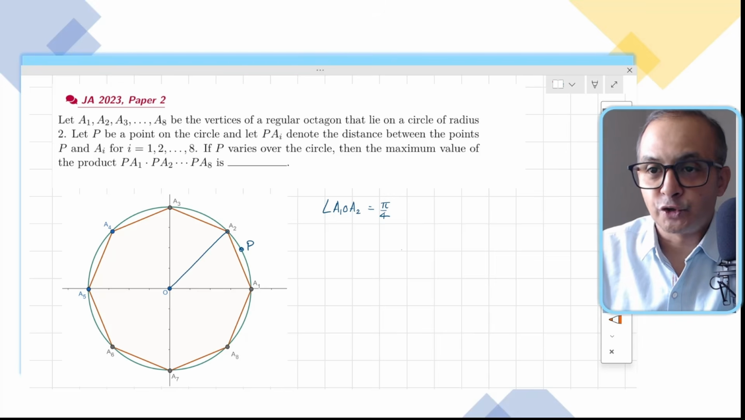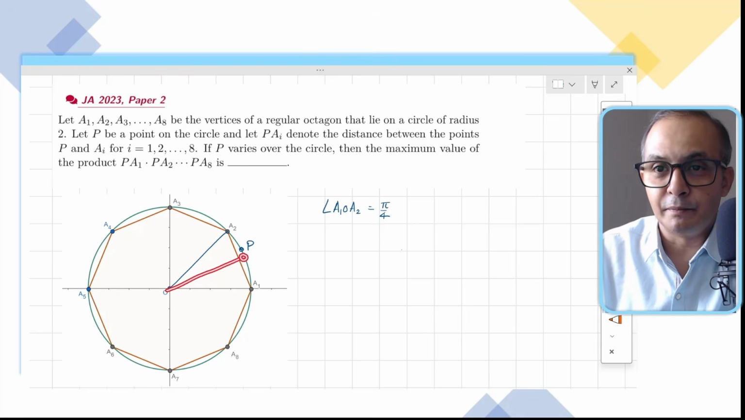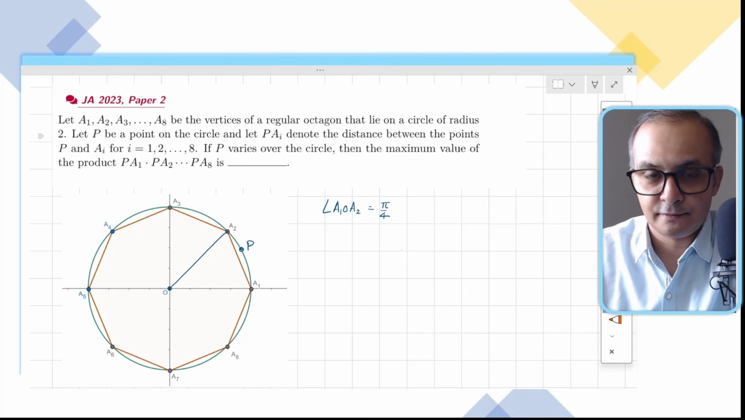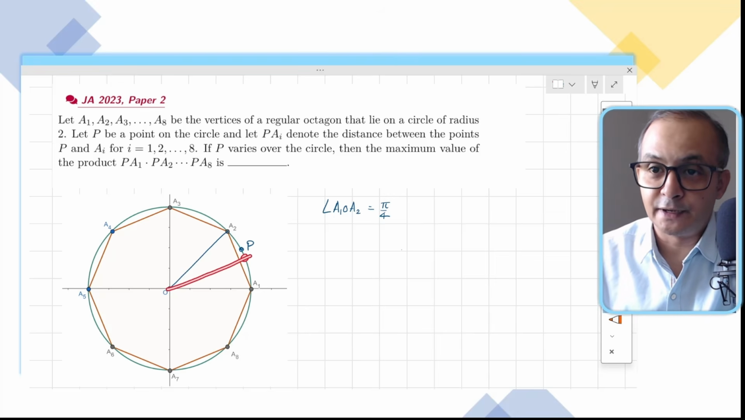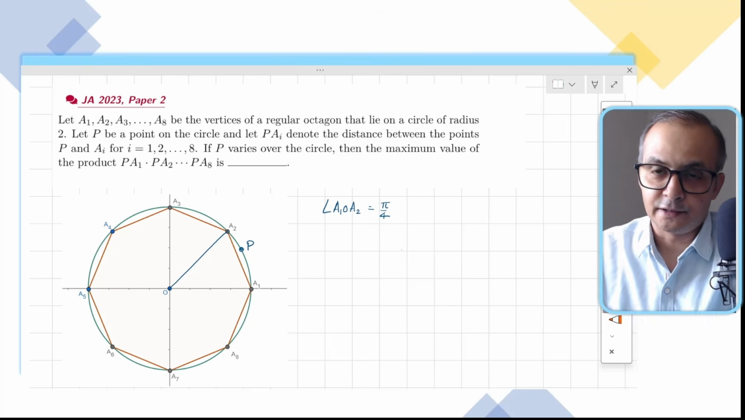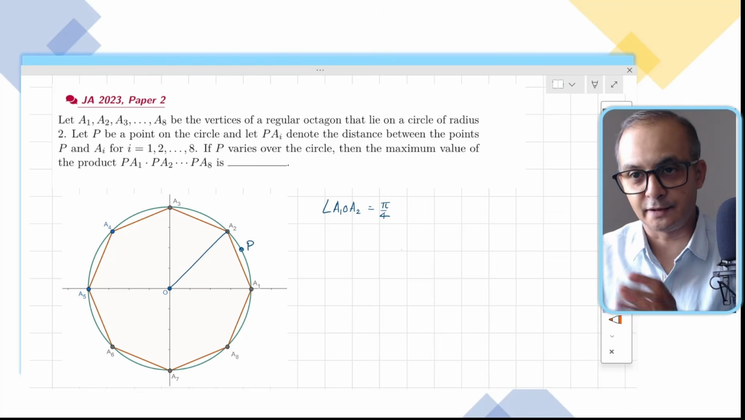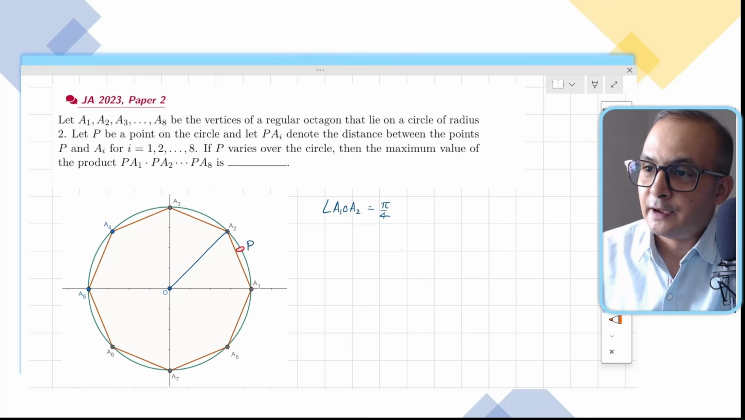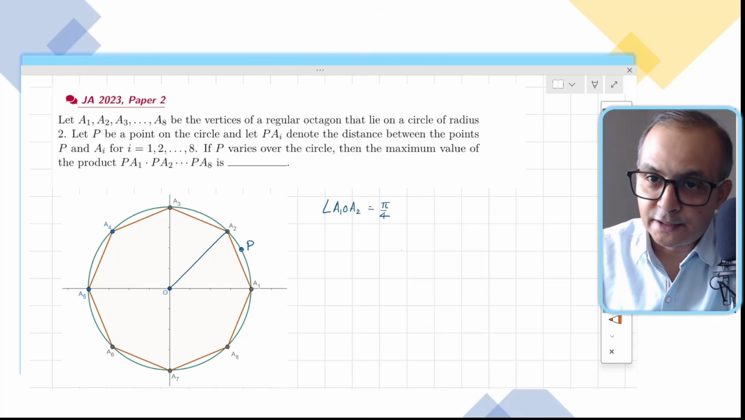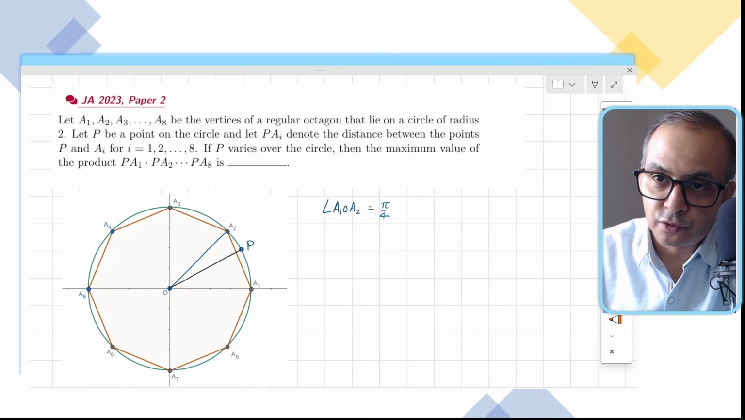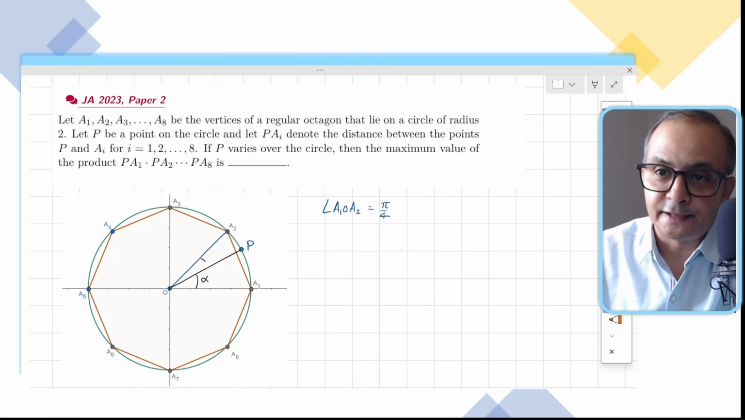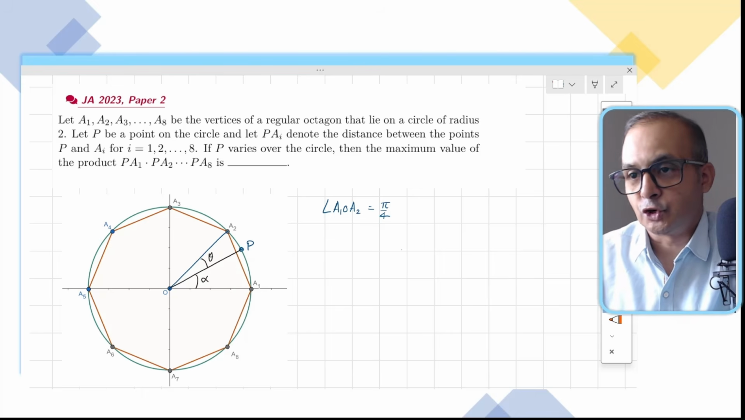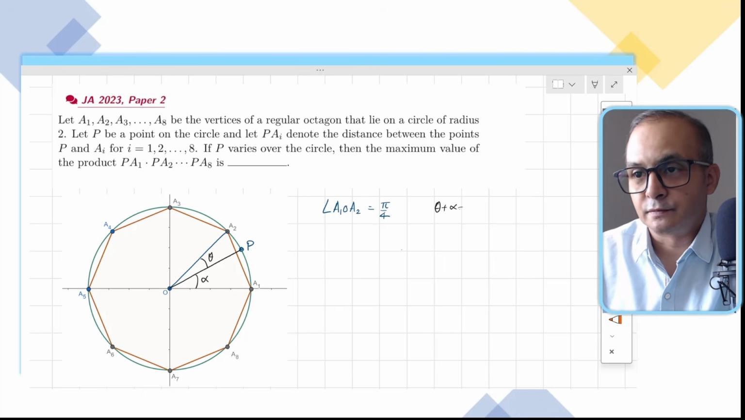If I choose the point P exactly symmetrical here, that point P must give you the maximum product of this quantity. If you take it symmetrical, this angle will automatically be pi by 8. But suppose I'm not that observant, and I choose P only here. Now notice that I join P to O, and I'm calling this angle alpha and this angle theta. So one thing is for sure, theta plus alpha is pi by 4.